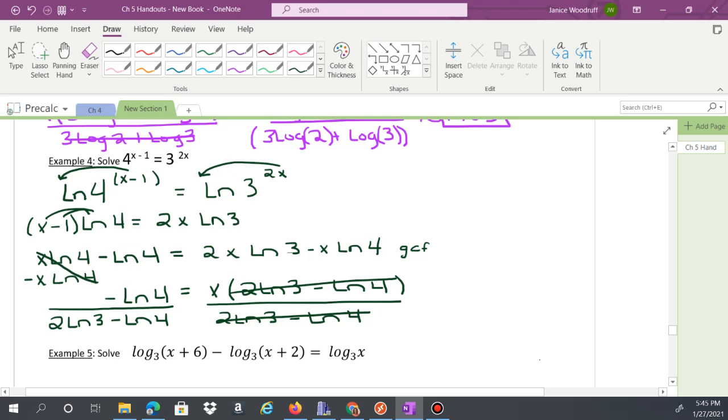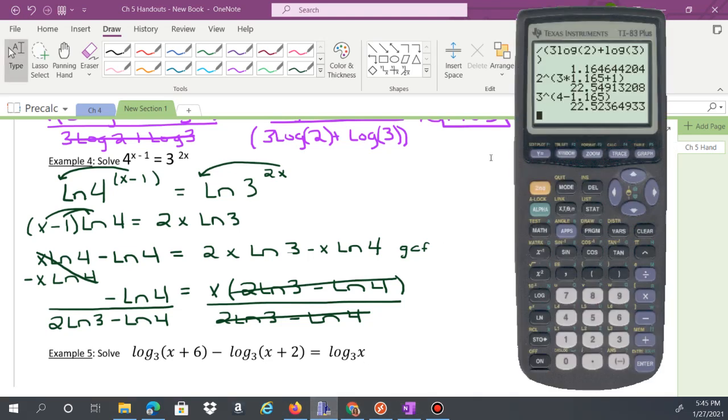Okay, so again, you're going to want to give both. So here I'm still going to do parentheses for the numerator. Negative natural log 4, close the log, close the numerator, divided by parentheses 2 natural log 3, close the log, minus natural log 4, close the log, close the denominator. That's going to give me negative 1.7, that would be 710.